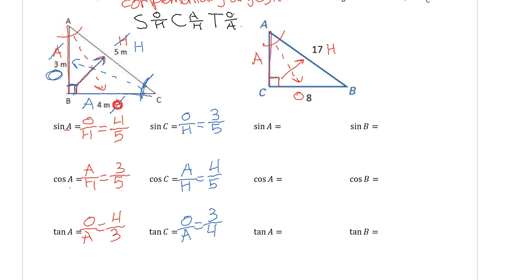So sine of A equals opposite over hypotenuse, which is 8 over 17. Cosine of A is adjacent over hypotenuse, which equals, I don't know, over 17. And tangent equals opposite over adjacent, which equals 8 over, I don't know. So let's use our Pythagorean theorem to figure out what that I don't know is. So this is A, B, and C.